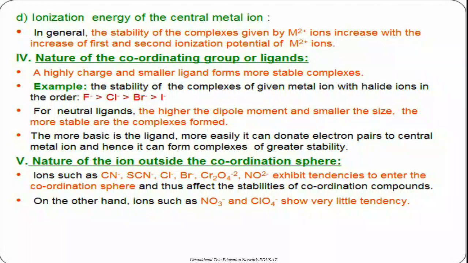Nature of ions outside the coordination sphere: ions such as cyanide, thiocyanate, chloride, bromide, iodide, or dichromate Cr2O7 exhibit a tendency to enter the coordination sphere and thus affect the stabilities of coordination compounds. On the other hand, ions such as NO3 negative or ClO4 negative show very little tendency.